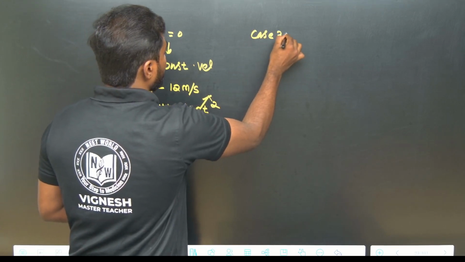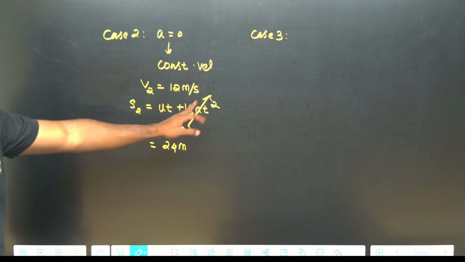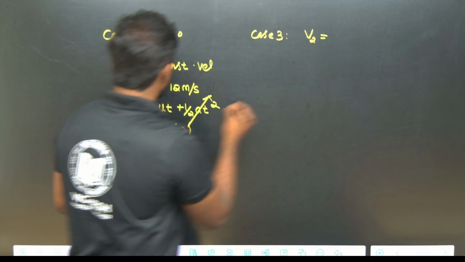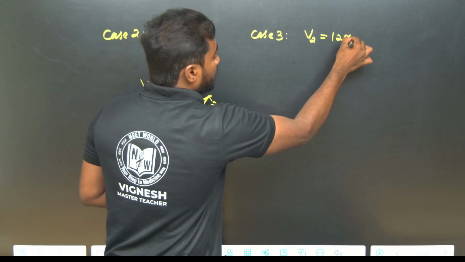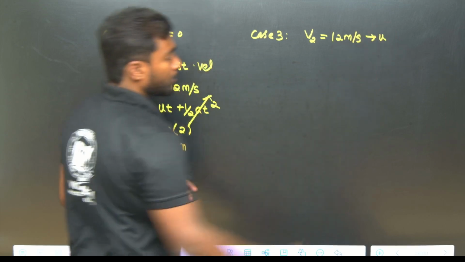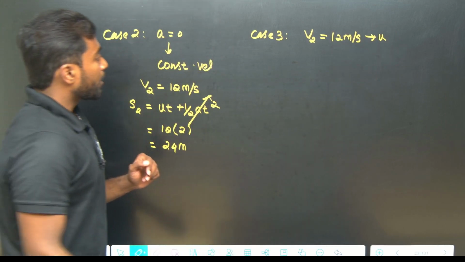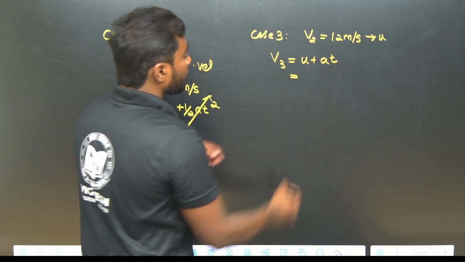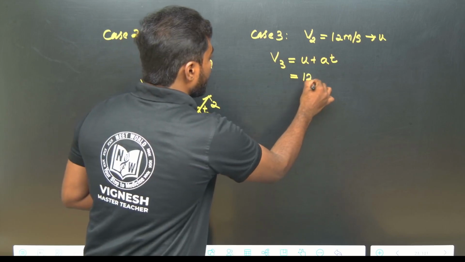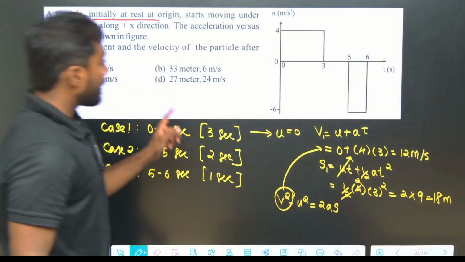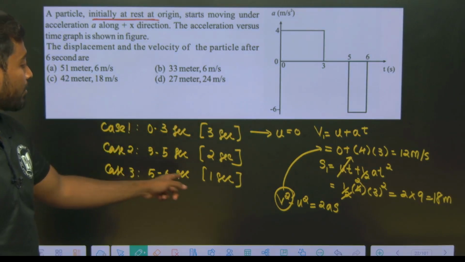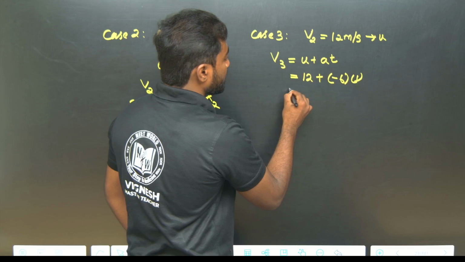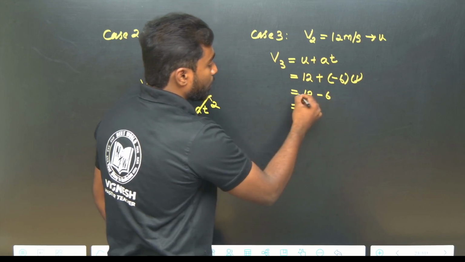Case 3. So what is the velocity here? 12 meter per second, no? So initial velocity, it is V2, I'll consider here V2, okay? 12 meter per second, which is nothing but the U for case 3, okay? And I need to find V3 is equals to U plus AT, where U is nothing but 12 plus, what about A here? A is minus 6 and time is 1 second, okay? So A is minus 6 and time is 1, which is nothing but 12 minus 6 is equals to 6 meter per second.